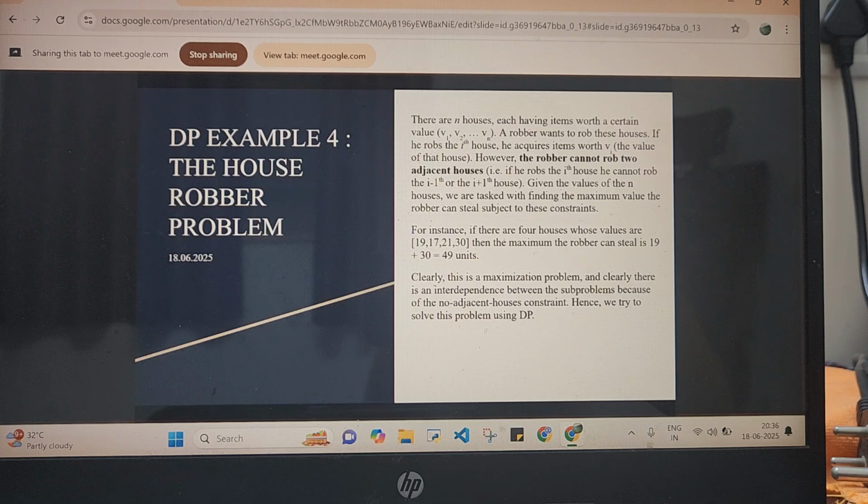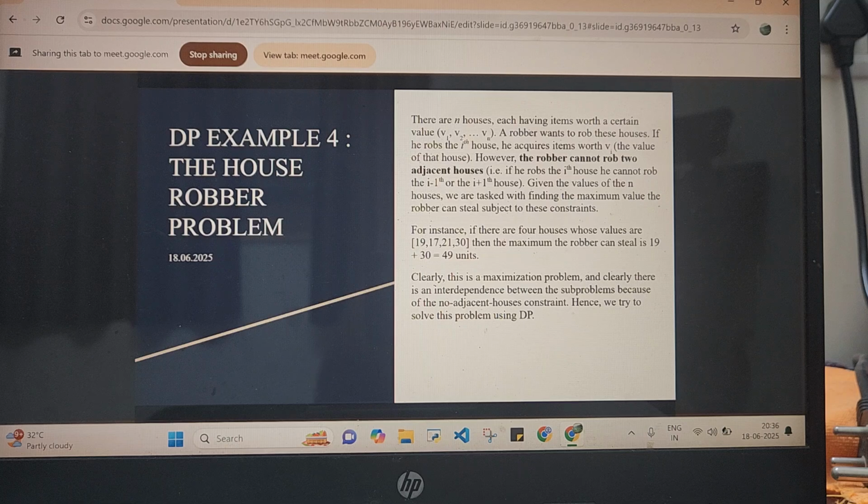Now there is a thief who wants to steal from these houses. So if he steals from a house, he acquires value equal to whatever value was assigned to that house. So if he steals from the second house, he gets value equal to v2. If he steals from the sixth house, he gets value equal to v6, and so on and so forth. Now he can rob from multiple houses, the only constraint being he cannot steal from any two houses which are adjacent to each other. So if he robs the ith house, he cannot rob from i minus 1 or i plus 1. So these are the constraints given to us.